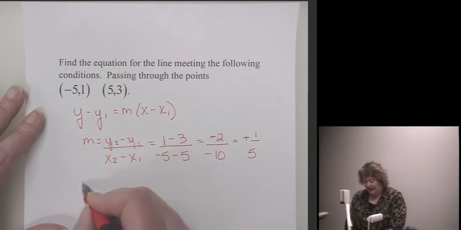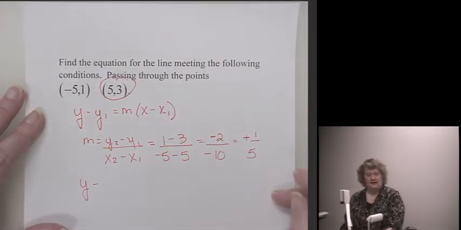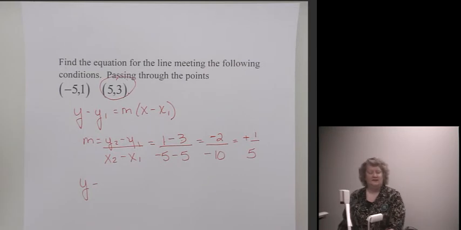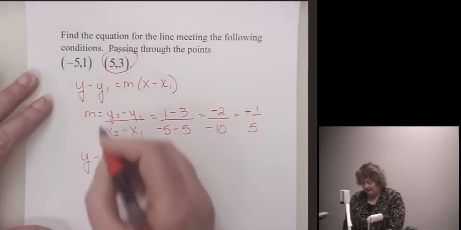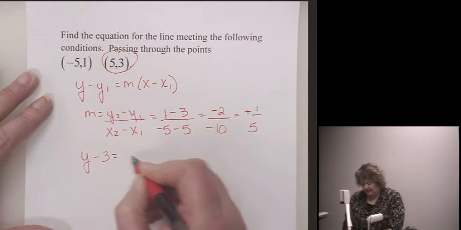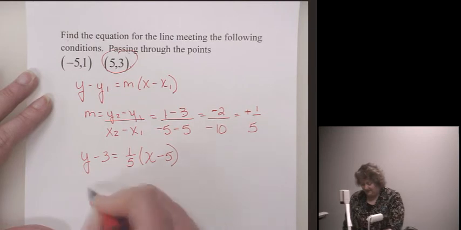Then as we look at our equation, I'm going to choose the second point this time. Now, why did I choose the second point? Every other time I've chosen the first point. Well, the second point doesn't have any negative values in it. It'll make it easier. That's the only reason why one point's better than another, is if it's easier to use. So y minus 3 equals 1/5 times x minus 5.